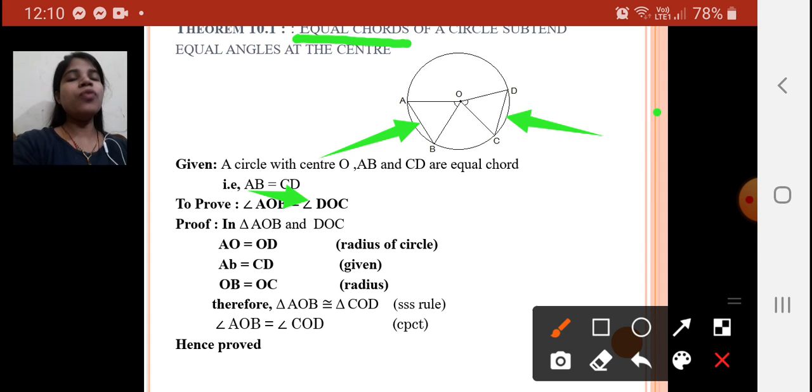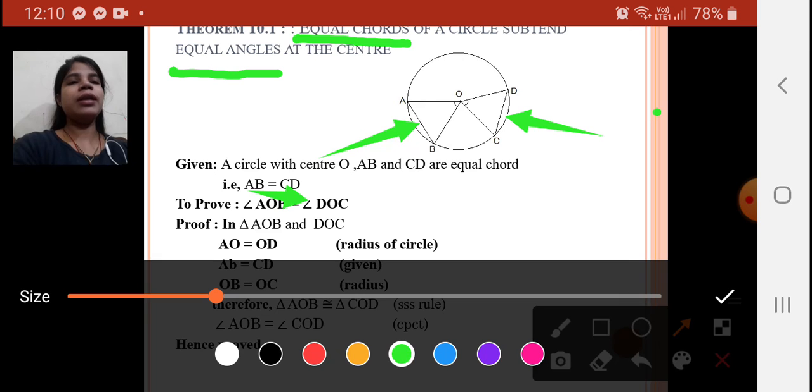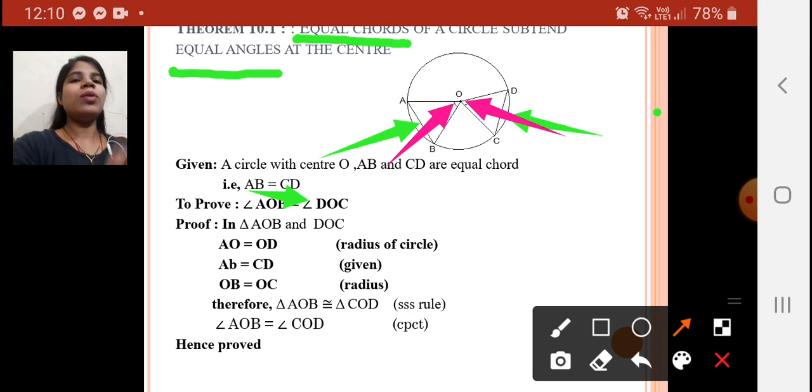What we have to prove? The chords are equal, it is given. And we have to prove that they subtend equal angles at the center. Where are the equal angles? Angle AOB and angle COD. So these angles are equal. Fine, so let us proceed.